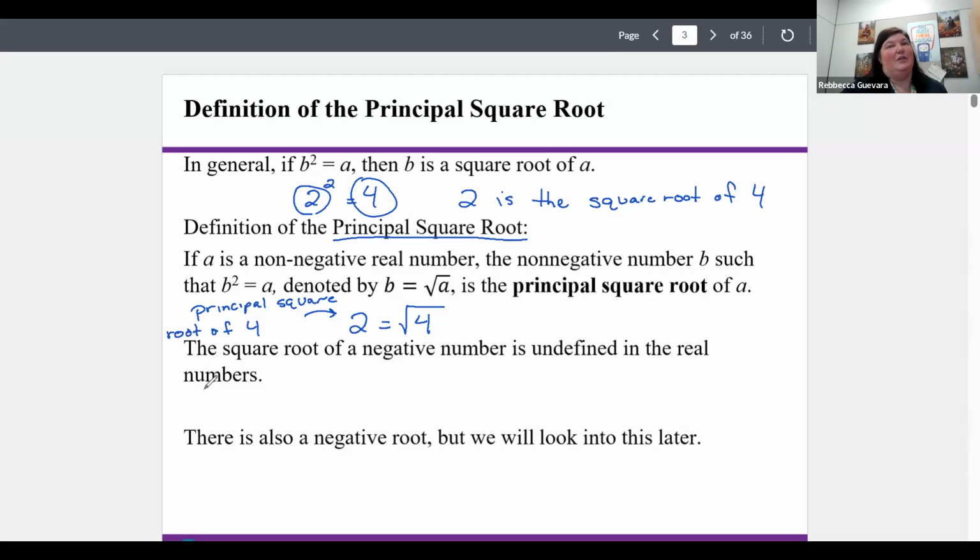The square root of a negative number is undefined in the real numbers. Basically, I'm saying that there isn't something that I can square that's going to give me a negative 4. Because if I take 2 and square it, that's positive 4, so that doesn't work. If I take negative 2 and I square it, that becomes positive 4 again, so that is also not equal to negative 4. So in the real numbers, negative numbers do not have a square root. We also have a negative root, but we're going to look into that a little bit later. Actually, we kind of see a little bit of it right here.